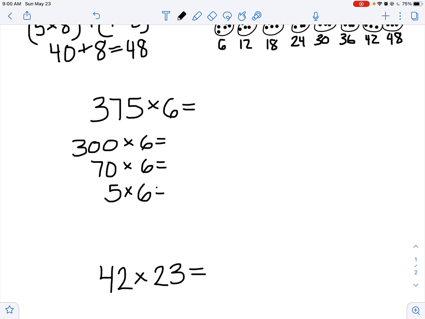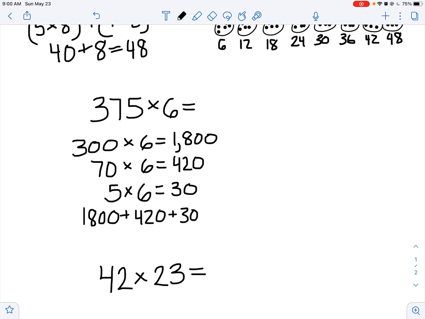finding the product. So 3 times 6 is 18, so 300 times 6 is 1,800. 7 times 6 is 42, so 70 times 6 is 420. 5 times 6 is 30. And then if I just add up my products, I will get my total. So 1,800 plus 400 is going to be 2,200, and then 50 for my tens. So there's my answer there by doing partial products.